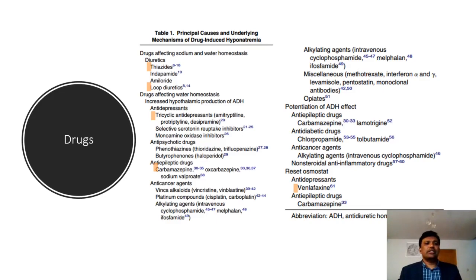The common culprits are obviously the diuretics, thiazide and indapamide, loop diuretics, tricyclic antidepressants, and in anti-epileptics, carbamazepine can cause low sodium levels. These drugs act by different ways. You can see that they either potentiate the action of ADH, the carbamazepine, or they cause production of excess ADH.